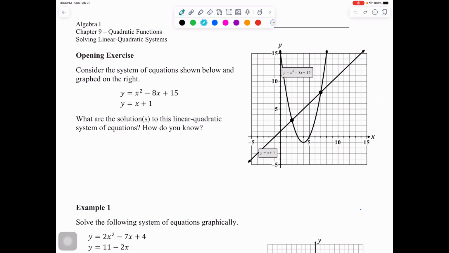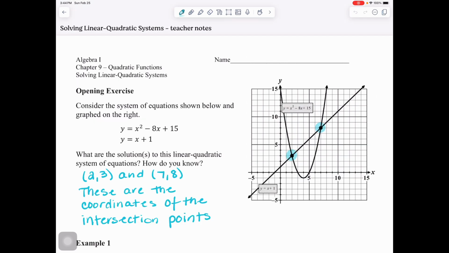So please pause the video, try the opening exercise, and then resume the video to check your work. So now that you had a chance to try on your own, here is the answer to the opening exercise. What are the solutions? Should be (2, 3) and (7, 8). How do you know? These are the coordinates of the intersection points.